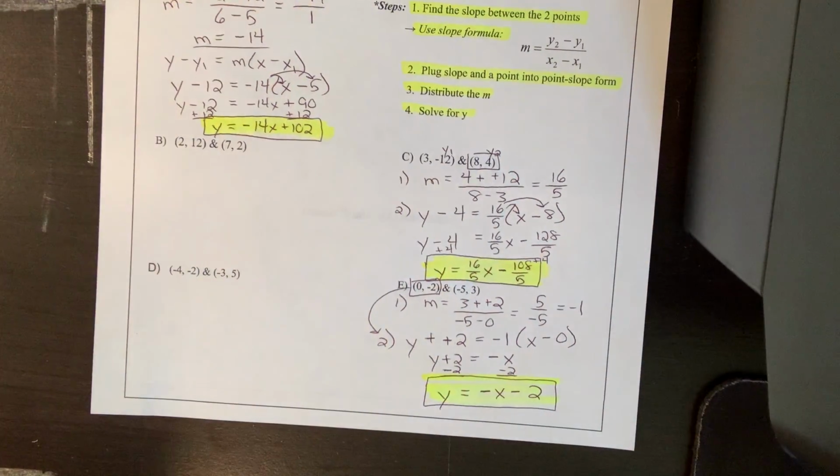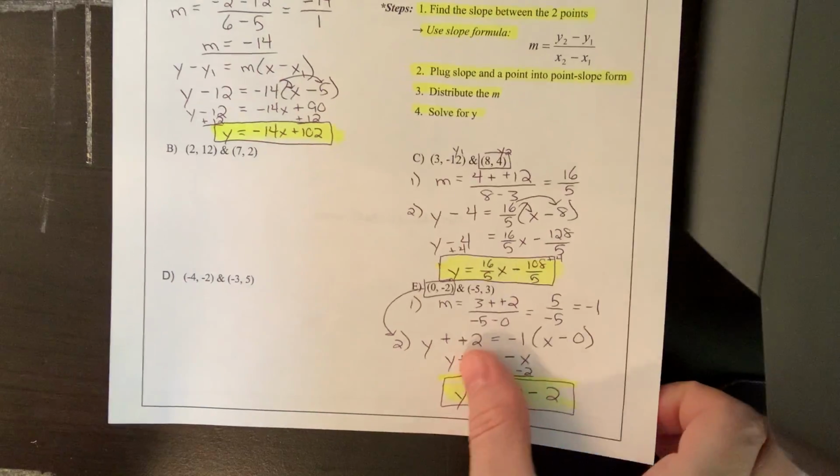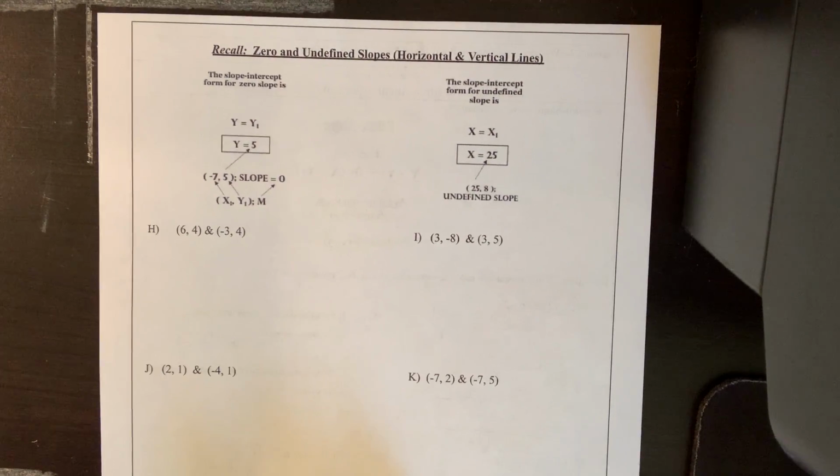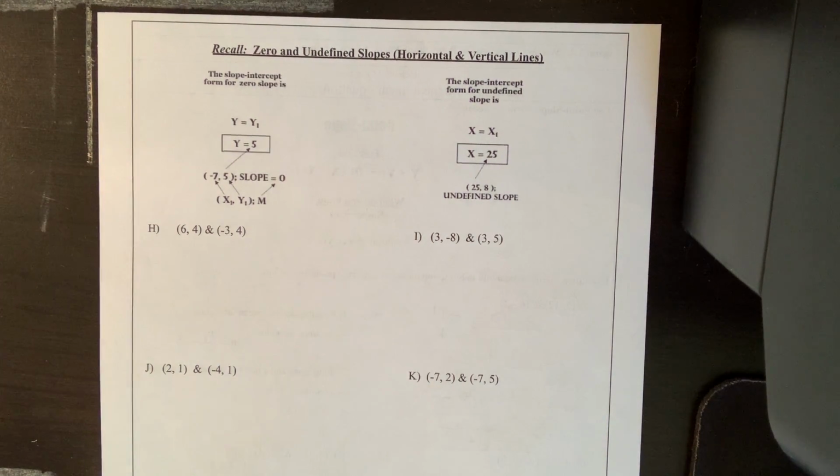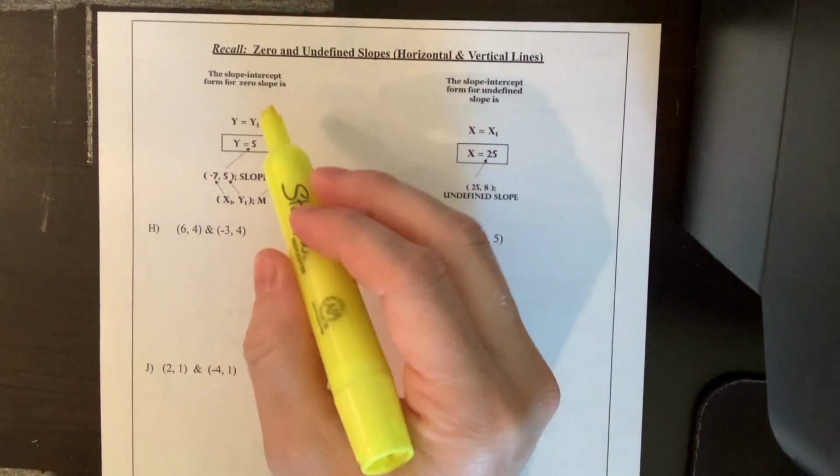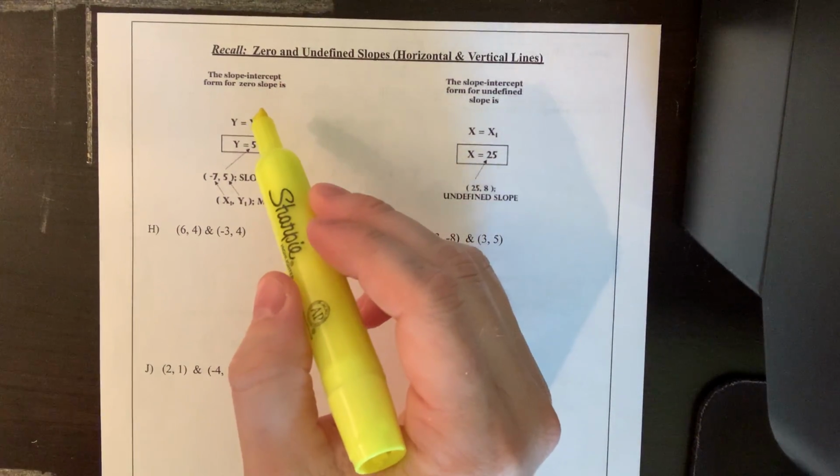Okay, so that's it for the front side. Let's go to page 2 of the notes. And you see at the top, these are special cases. We always got to go over these 0 and undefined slopes, okay? Now, recall, when using the point slope form, okay?